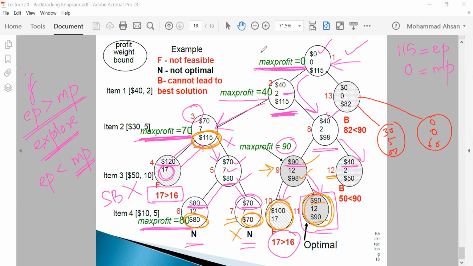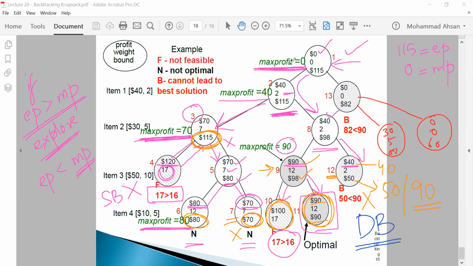I come to my next node in order of traversal. Now I'm at node number 12. Node number 12, the profit here is 40, and it says that the maximum profit by this branch is 50. But what I already have is 90. So my maximum profit is already more than the estimated profit for this node, so I do not need to explore it. This node is pruned because of a dynamic bound.